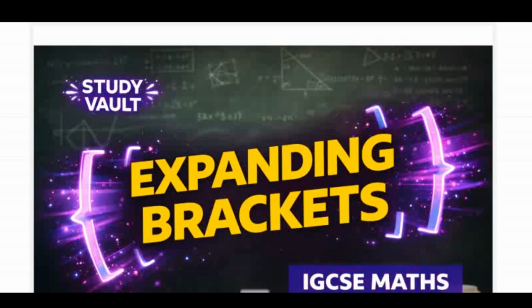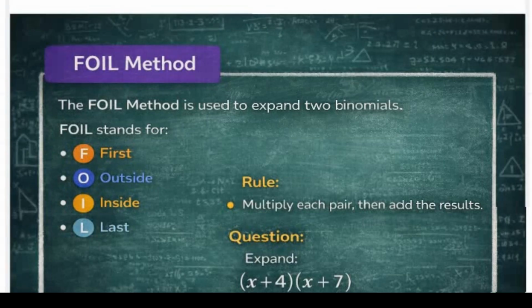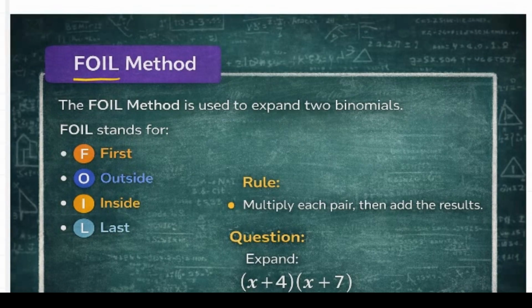The topic for today is expanding brackets. So let's begin. One of the methods that we use to solve is the FOIL method, where F stands for the first terms, O stands for the terms on the outside, I stands for the terms on the inside, and L stands for the last terms. Let's learn how to do that. Like I said, it is FOIL.